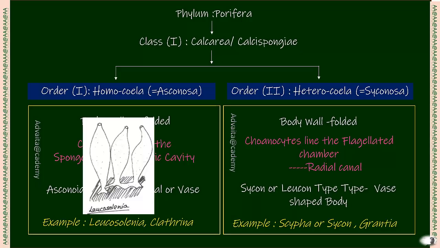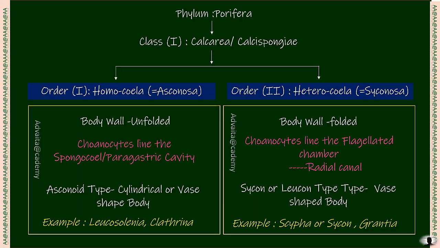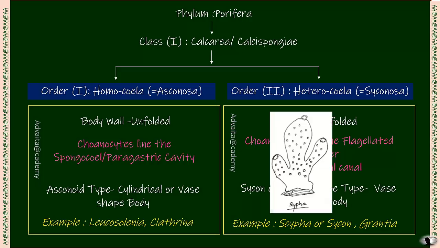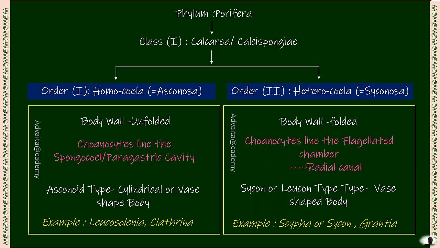Now come to Heterocoela. There are two examples. One we will discuss in detail, that is Scypha, or Sycon. There is a syconoid type of canal system present. Now this is over, and we will discuss the next class.